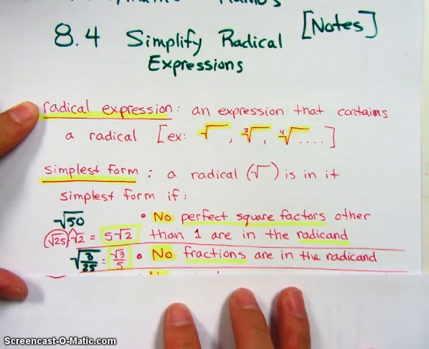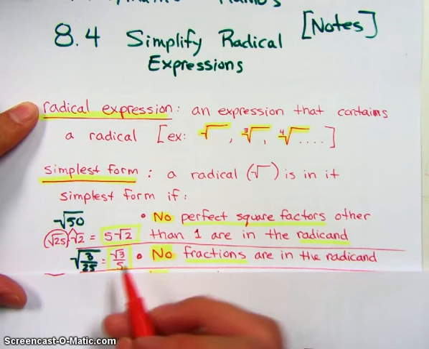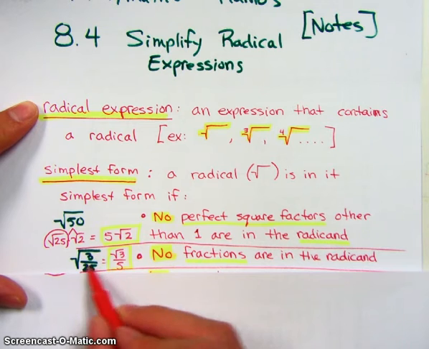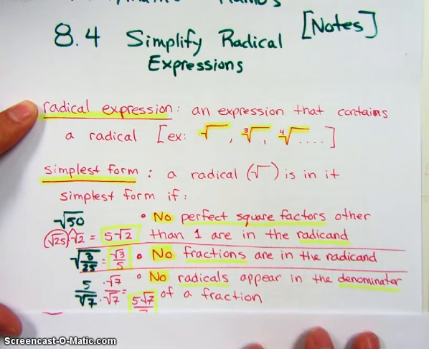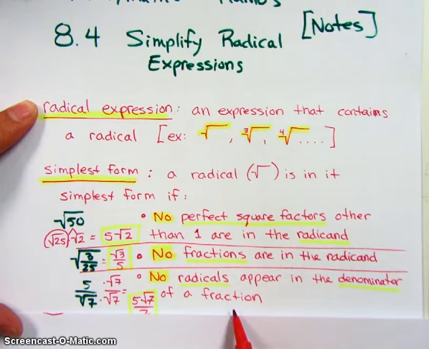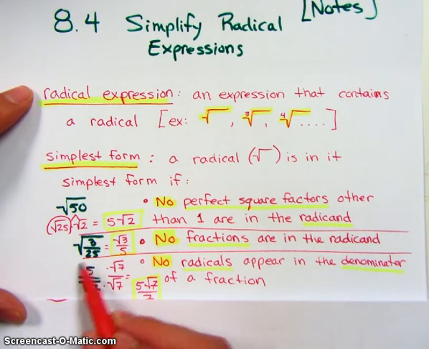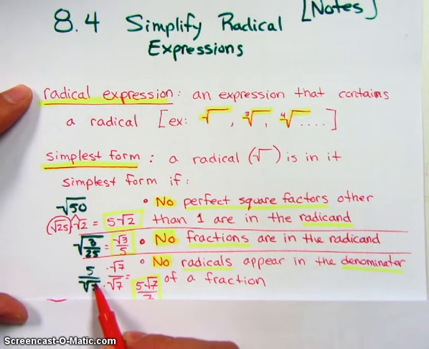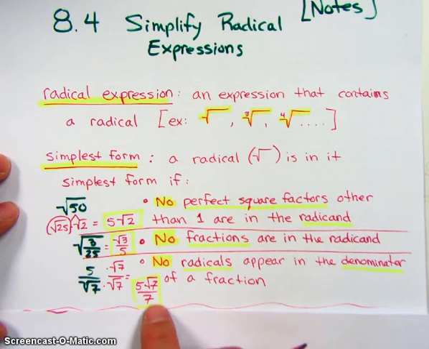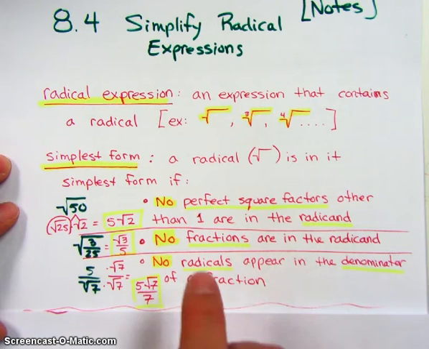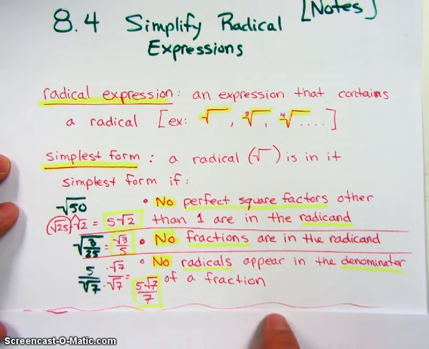2, no fractions are in the radicand. So you can't have any fractions inside here, so you got to simplify that. And last but not least, no radicals appear in the denominator of a fraction. So if we have a fraction and the radical symbol is just on the bottom in the denominator, we have to change that a little bit, and I'll show you how to do that. That would be the resulting answer right there. Okay, so feel free to pause the video and go ahead and put this information in your notes.